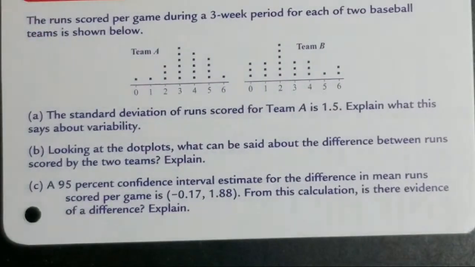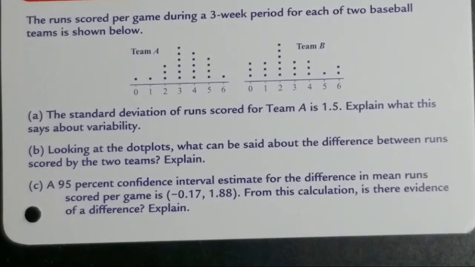Let's look at part B. Part B, looking at the dot plots, what can be said about the difference between runs scored by the 2 teams? Explain. The difference. Well, one thing you could definitely say is that, on average, Team A is definitely scoring more than Team B.